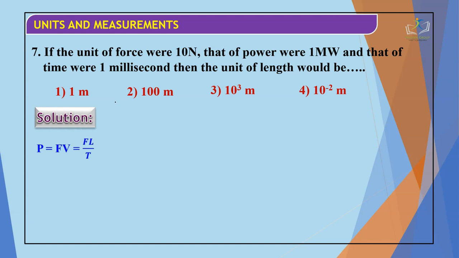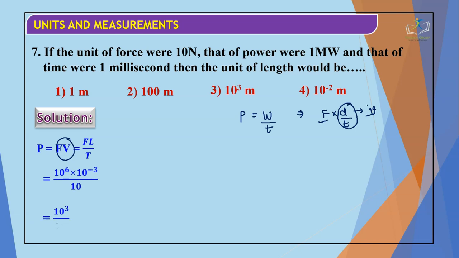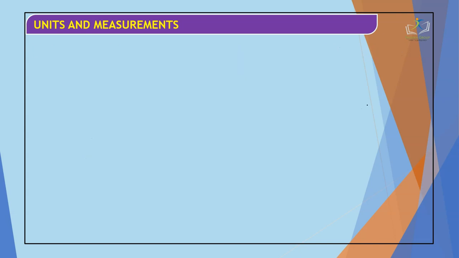As we know that power is equal to force into velocity. If you want to know how this value will become, power is equal to work done per unit time, and work done is equal to force into displacement, and displacement divided by time gives velocity. So power is equal to force into velocity. Now we just put all these values and get the result 100 meter. I hope you understand, students.